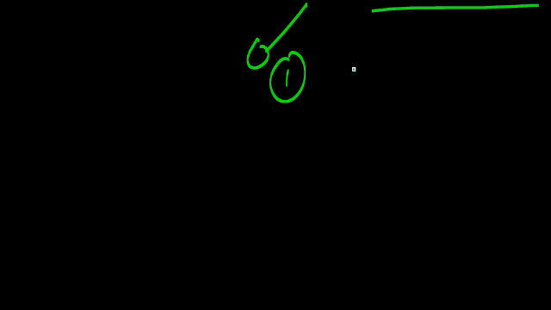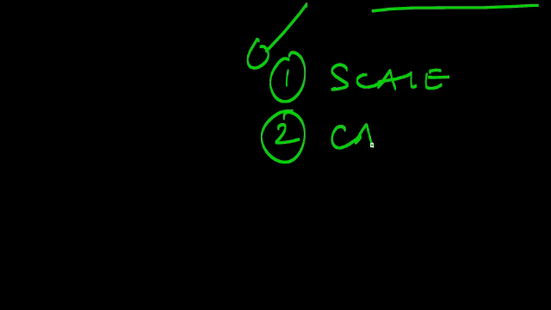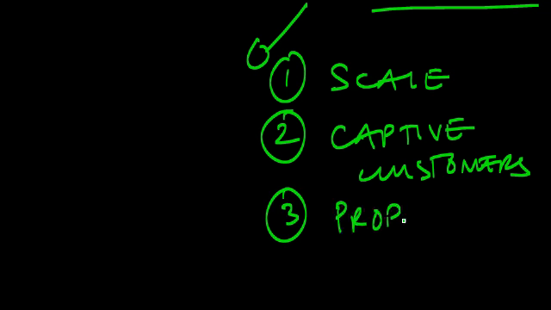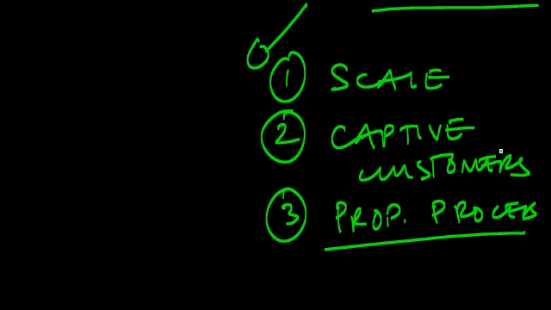The first is what we call scale. The second is what we call captive customers. And the third is what we call proprietary, so process or processes, right? There are only three types. Scale is the simplest and the easiest to understand.